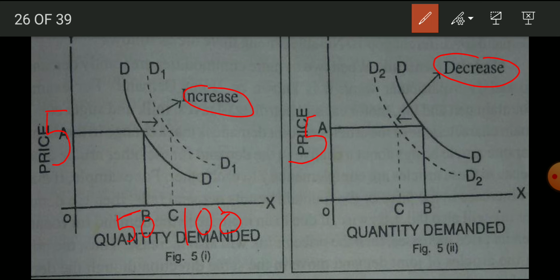Here, for example, 20 and here 50. So here the price remains the same, but demand decreases. Why? Because of change in other factors. The price remains constant, so demand decreases. That is known as decreasing demand.